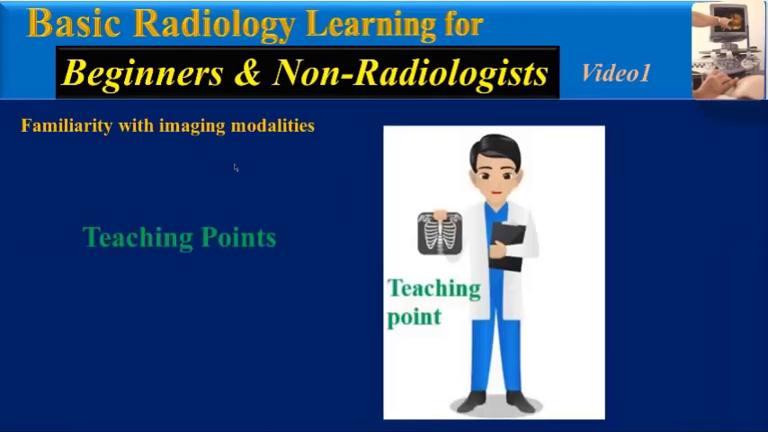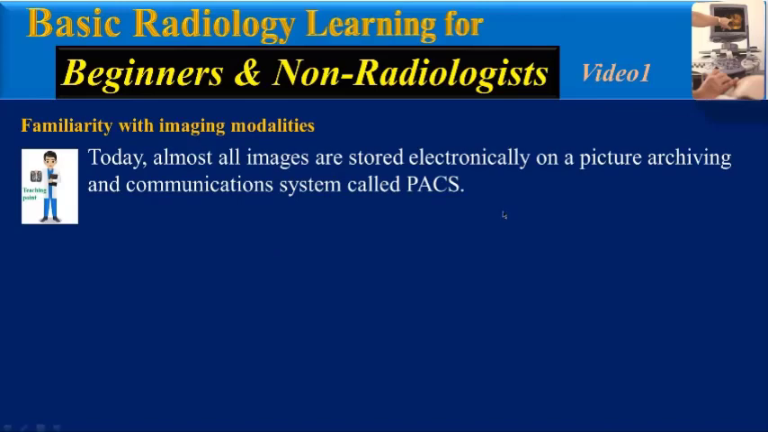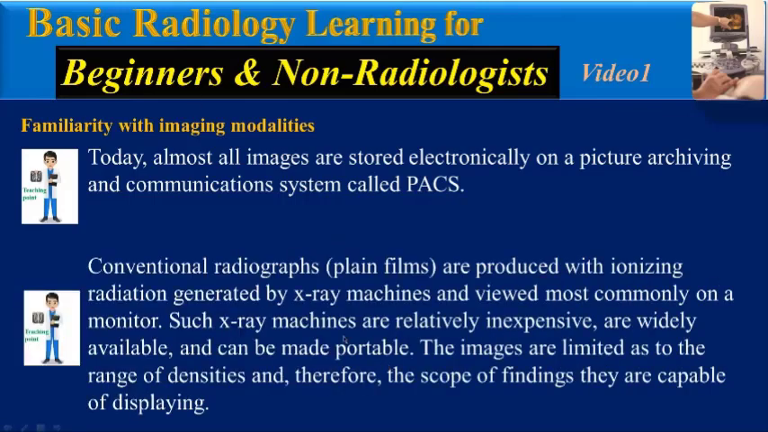Now, please pay attention to these final teaching points. Today, almost all images are stored electronically on a picture archiving and communication system called PACS. Conventional radiographs or plain films are produced with ionizing radiation generated by X-ray machines and viewed most commonly on a monitor. Such X-ray machines are relatively inexpensive, are widely available, and can be made portable.